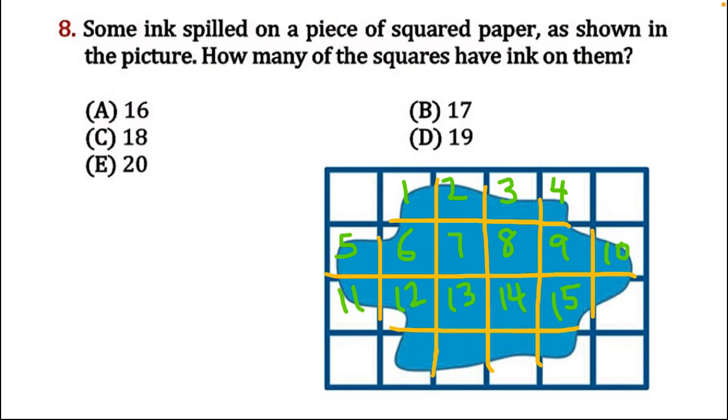So there are a total of 20 squares which actually have ink on them, and I think this is the easiest method, which I found later after solving this question through method number 1. Only put the lines row wise and column wise, draw the lines and count the number of squares which have ink on them, and there are 20 squares. So 20 is our answer. Option number E is our correct answer.